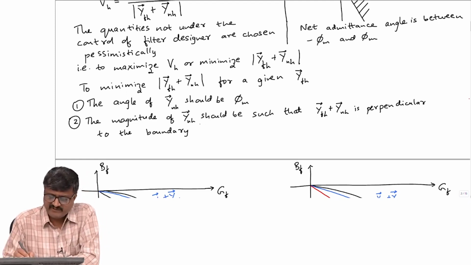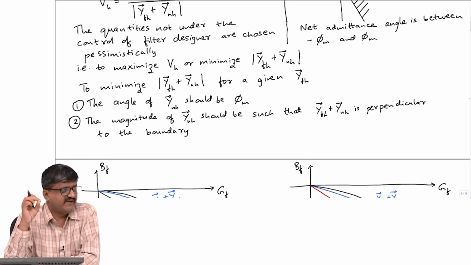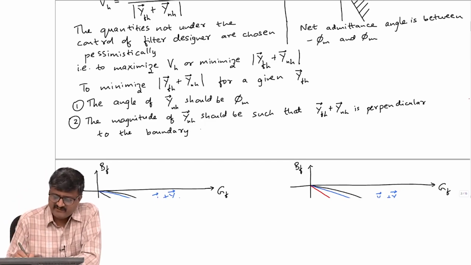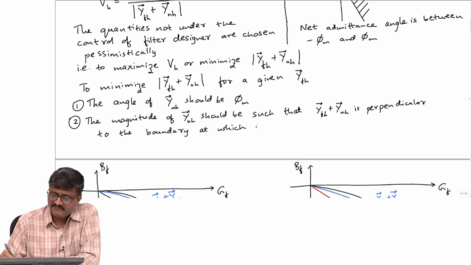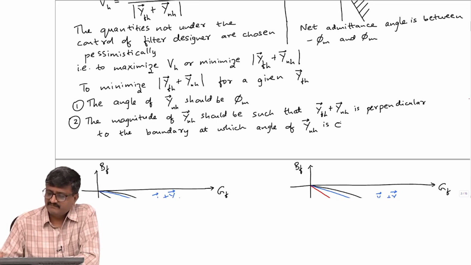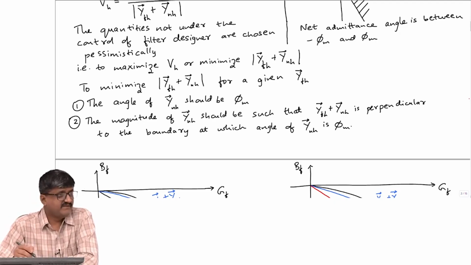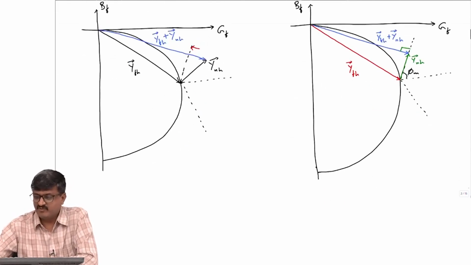So, perpendicular to the boundary means which boundary? There are two boundaries. One corresponds to the angle of the admittance being equal to phi m. So, the boundary at which the angle of y n h is phi m. So, that is how we chose y n h. We still maintain this method of choosing y n h, but how to choose y of h is the question now.